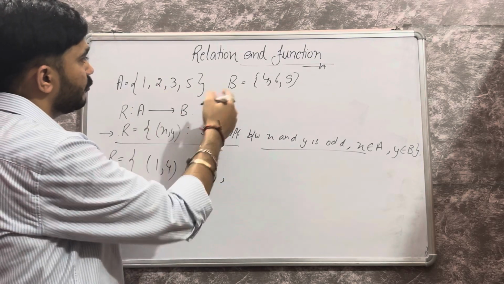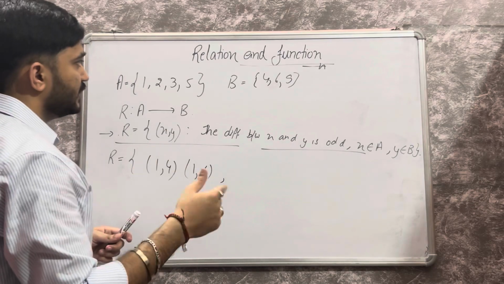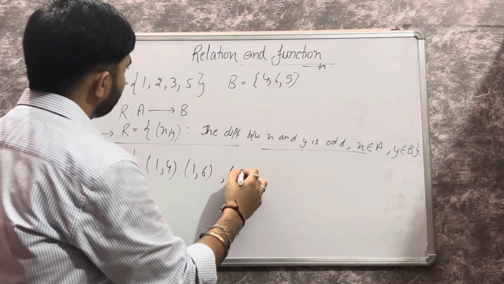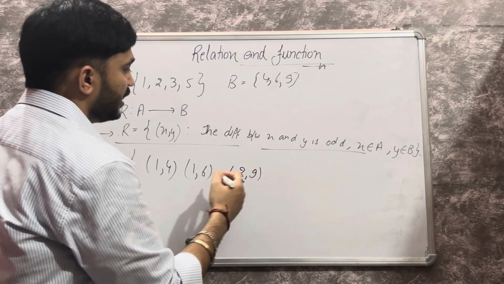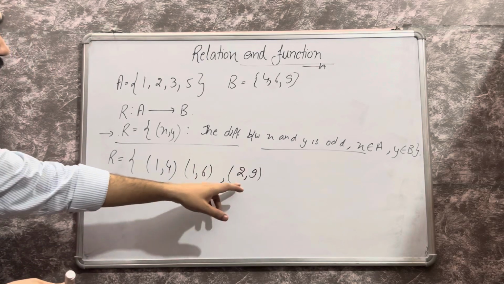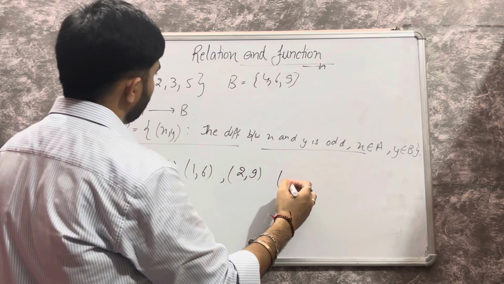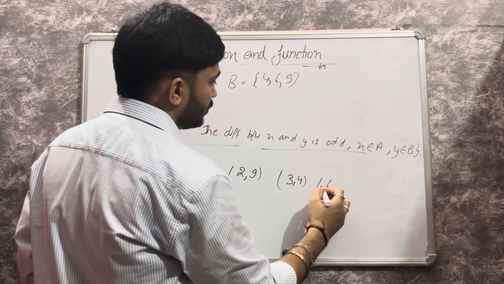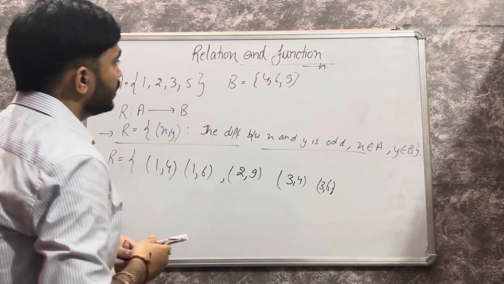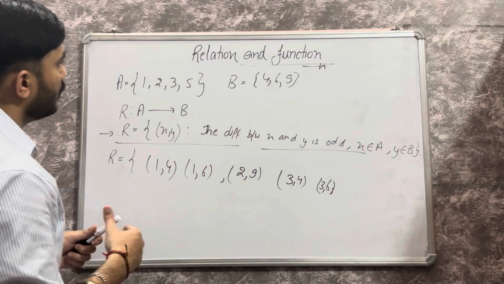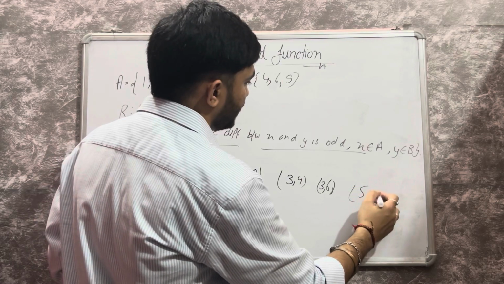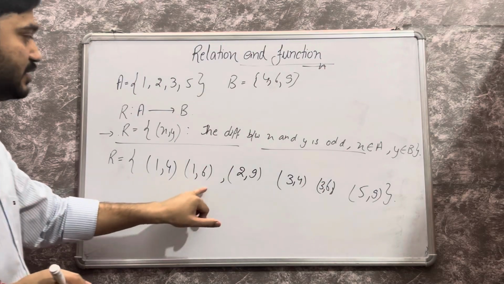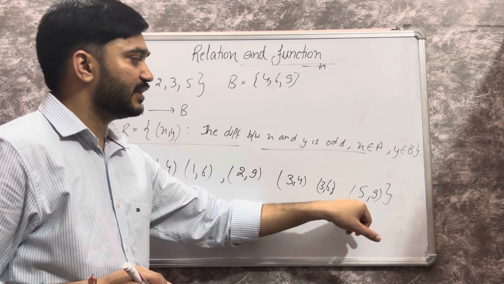Now take 2. 4 minus 2 is 2, that is even. 6 minus 2 is 4, that is even. And 2, 9: 9 minus 2 is 7, that is odd. Now take 3. 4 minus 3 is 1, that is odd. 6 minus 3 is 3, that is odd. Now 9 minus 5 is also odd. So our relation will be (1, 4), (1, 6), (2, 9), (3, 4), (3, 6), (5, 9).